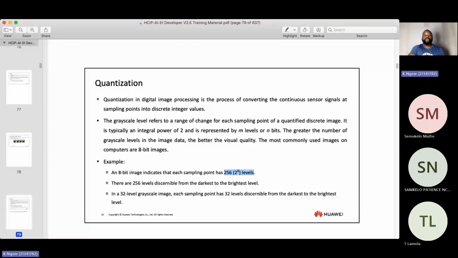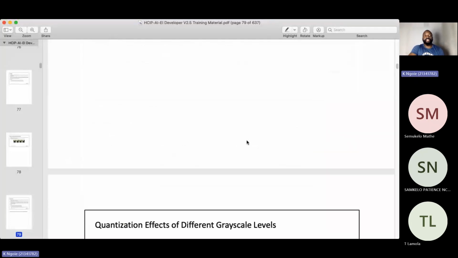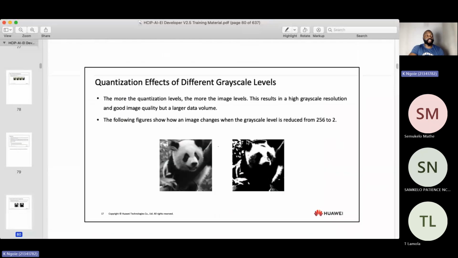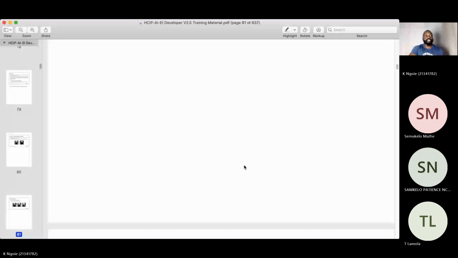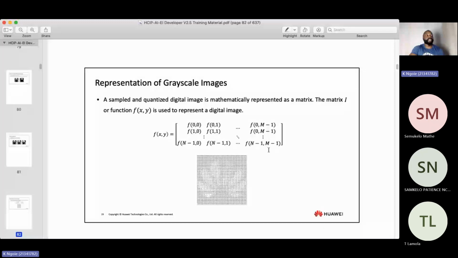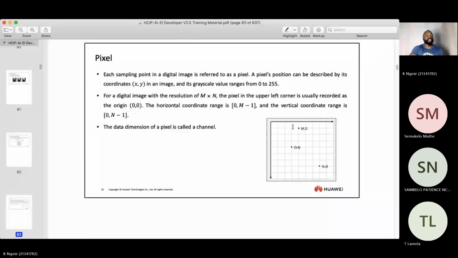All right. So when we look at the color images there, first, this is the quantization effect. And then these are just how the calculations are going to be done. These are the pixels. So each pixel will have the information there.